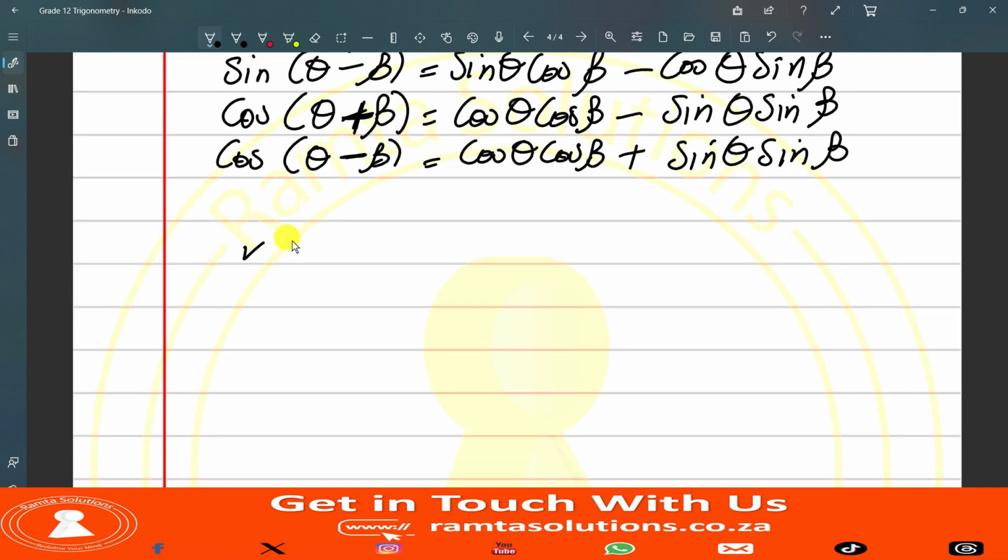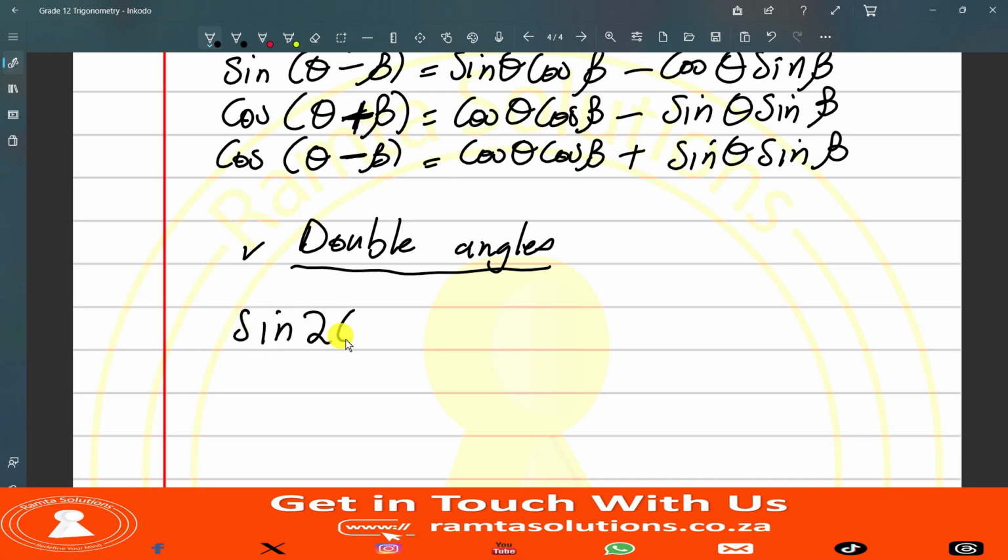Another identity that you will be given is double angles. So this is your grade 12 syllabus, right? Double angles. So with double angles, let's start with sine. I'm going to use theta rather, sine 2 theta. The double angle for sine 2 theta, its identity is 2 sine theta cos theta.